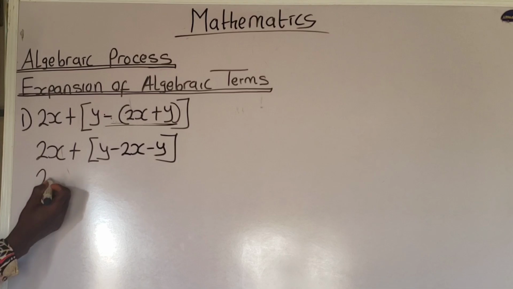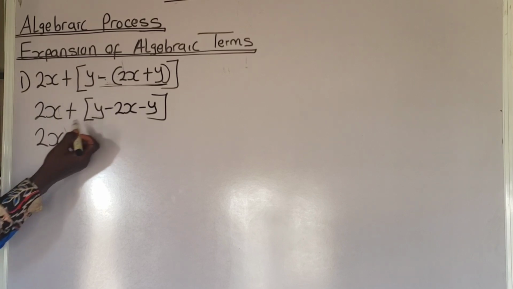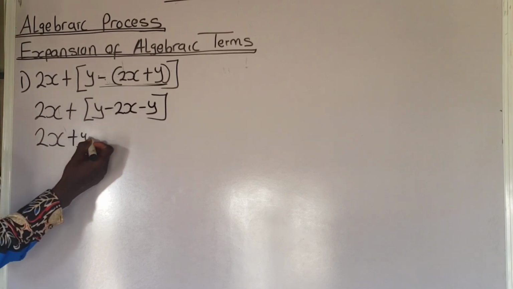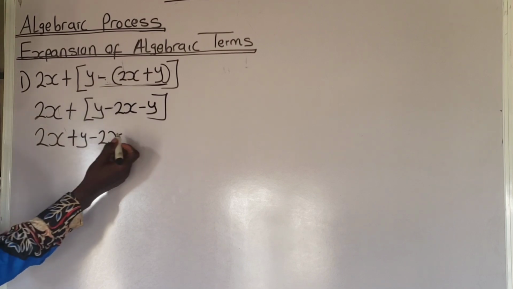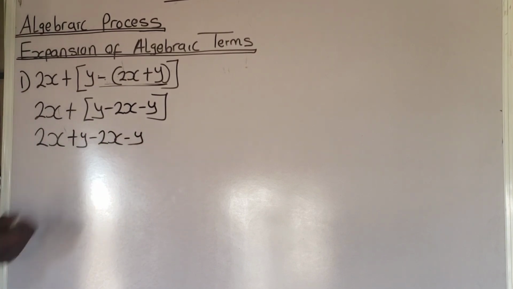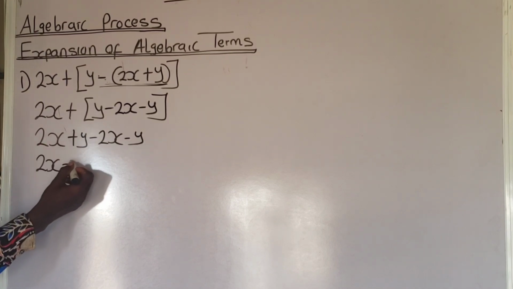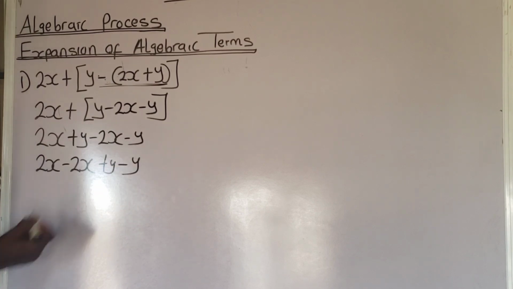Now let us proceed. For this, I'm going to have 2x. Though we are seeing a positive sign here, there is also an invisible 1. So +1 multiplied by y will be +y. +1 multiplied by -2x will be -2x. And +1 multiplied by -y will give us -y. So for this we are going to have 2x minus 2x plus y minus y.